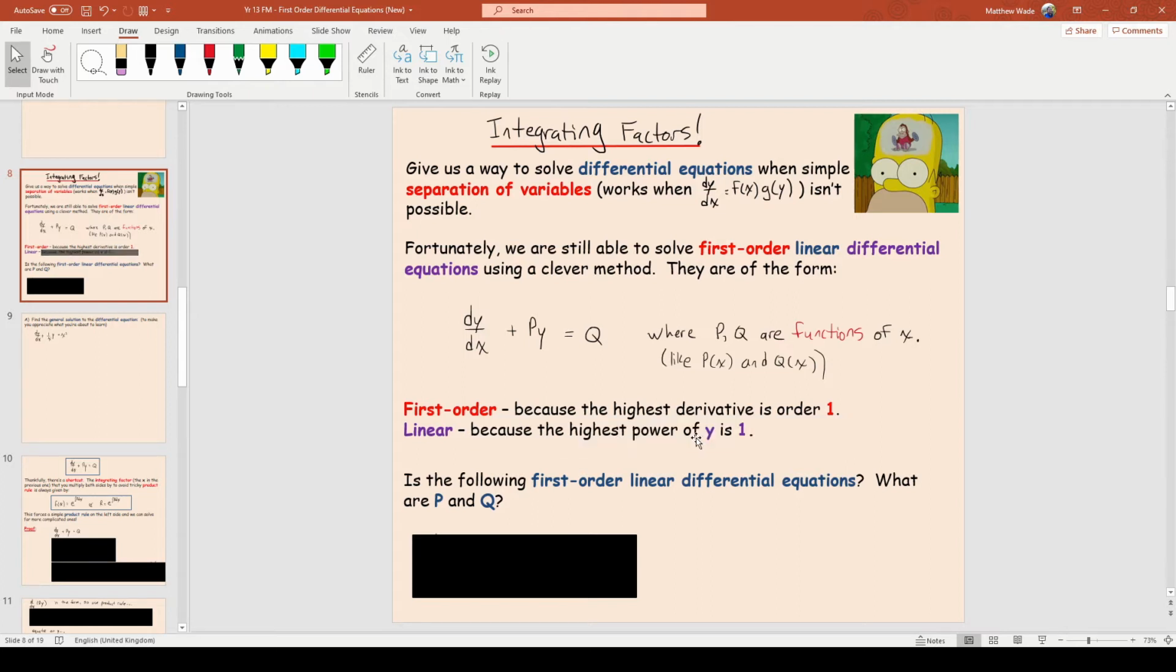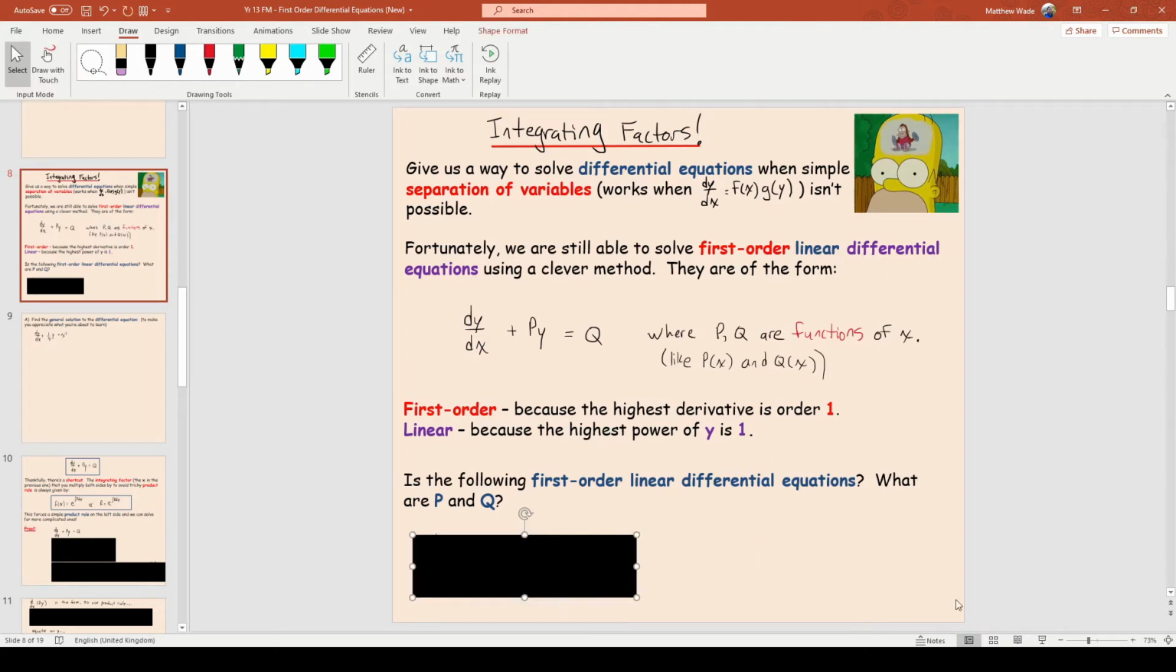Now it's linear if the highest power of y is 1. So the thing that you're differentiating has to have its highest power as 1. This is true because y is just to the power of 1. Now, x can be any power at all. The independent variable can have any power at all. We're differentiating y with respect to x, so it's the y that's got this extra condition of having its highest power be 1.